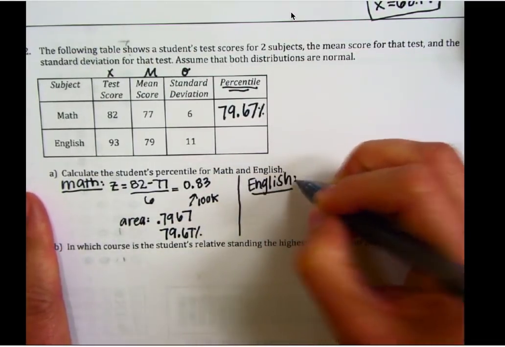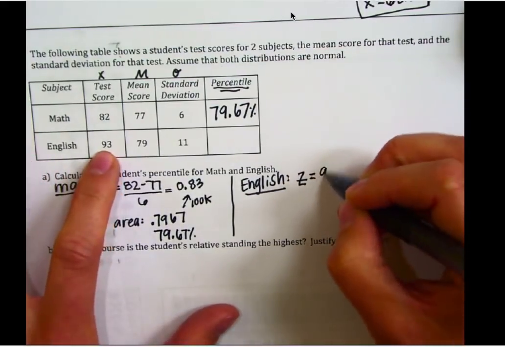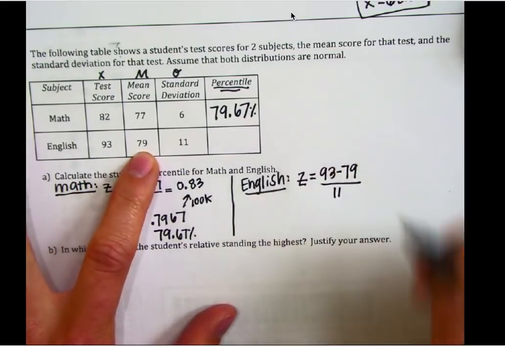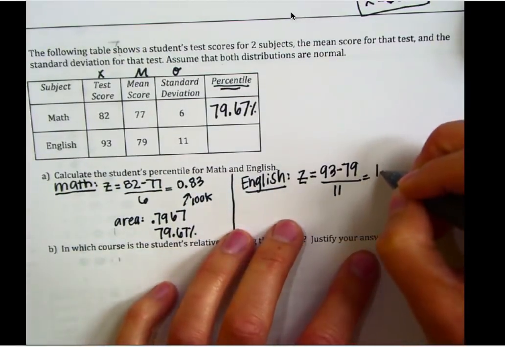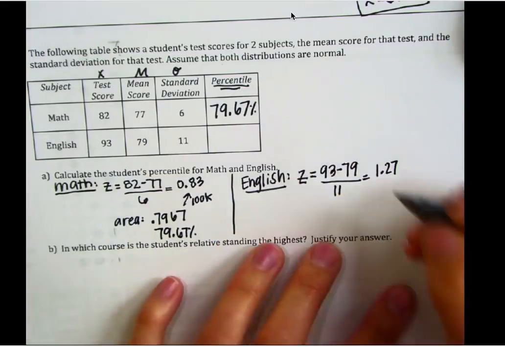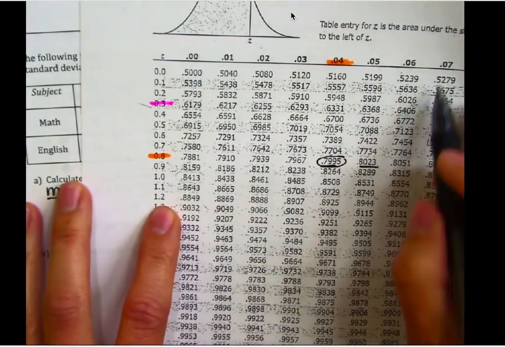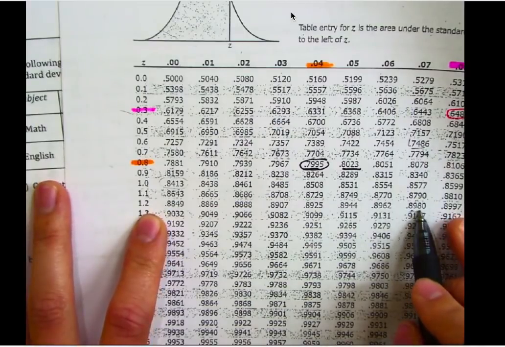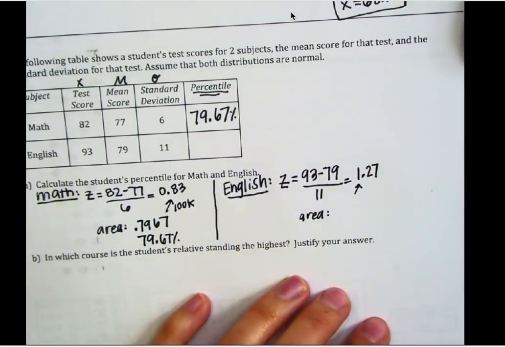So English, we're going to find that z-score so we can find the area in our table. The value for the test score is 93 minus our mean is 79 divided by standard deviation. And we get a z-score of 1.27. So we're going to look this up and find the area in the table. So 1.27 gives me an area of 0.8980.